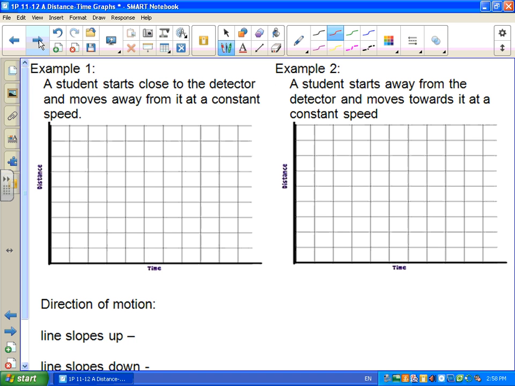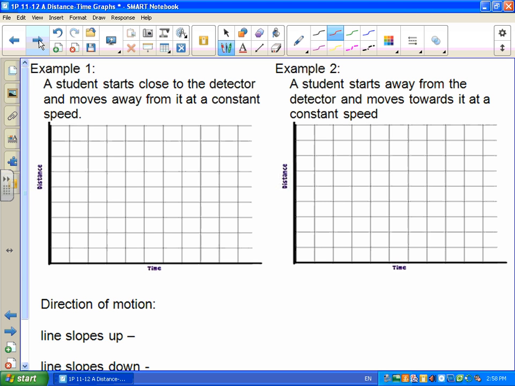So example 1, a student starts close to the detector and moves away from it at a constant speed. So if this is the detector right here, I'm starting sort of right here, right up close to it, and I'm moving away from it gradually. Now what the detector is measuring, at each second or each millisecond, is how far away I am from the detector. And we want to represent that information in this graph.